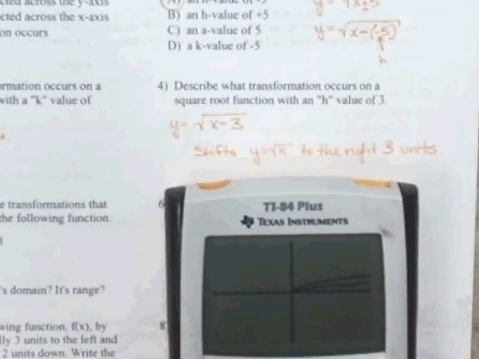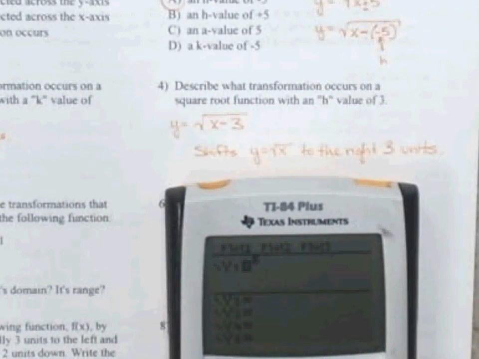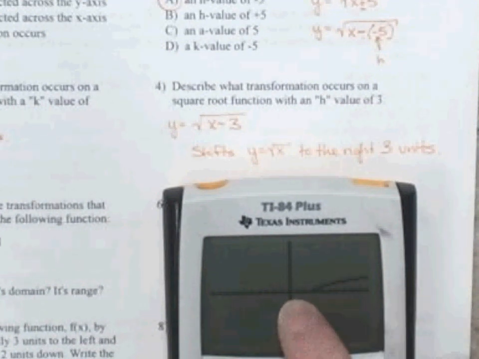And again, graph the function in your calculator. If you don't know what's going to happen to it, just graph it in your calculator. You know the general form, the vertex form for a square root function, square root of x minus h. Minus what? Well, h is 3. So x minus 3, and then look at what happens to that function. You can see the square root of x starts at the origin. We started 3 units to the right of that.